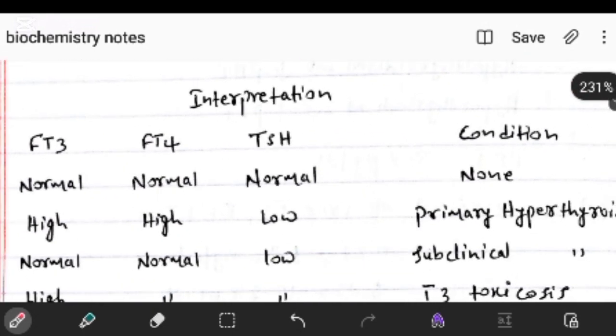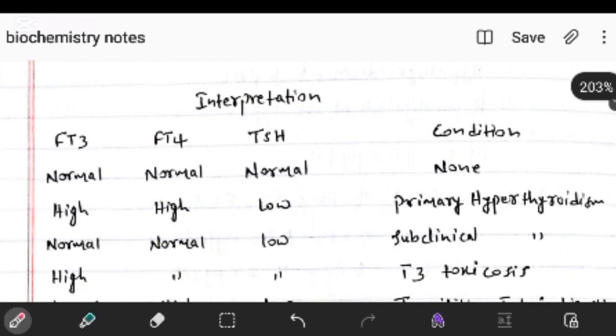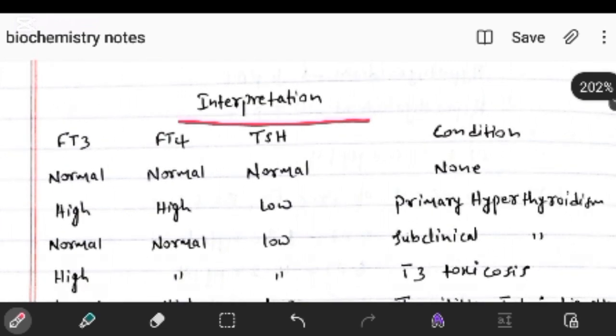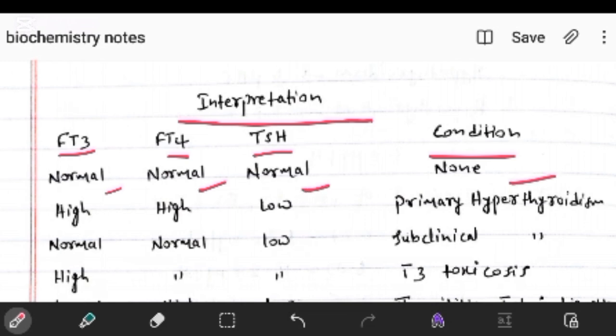Interpretation. Let us study interpretation. This is FT3, FT4 and TSH. Here are conditions. FT3 normal, FT4 normal, TSH normal, condition none. T3 high, T4 high, TSH low. This is called primary hyperthyroidism.